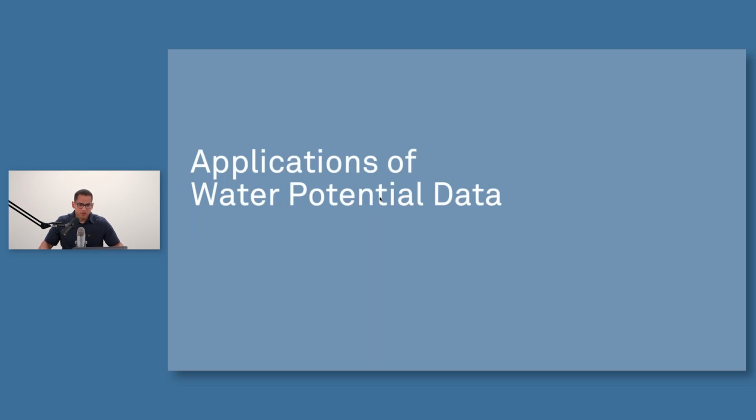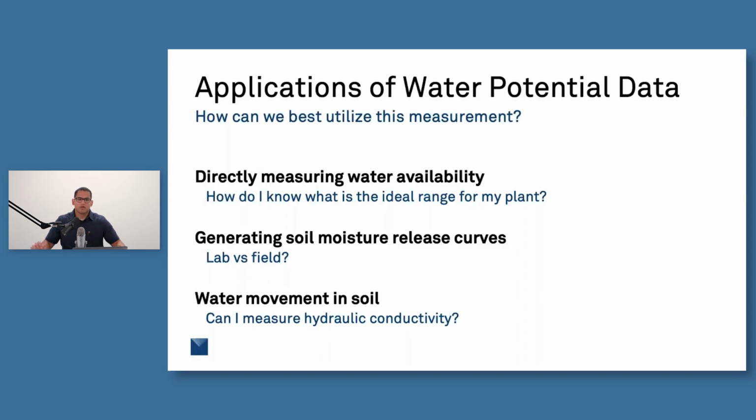So again, today our focus is talking about how to get the most out of that measurement. And I think one of the things that we wanted to focus on first is applications of water potential data. So when we're thinking about applications of water potential data and how we can best utilize this measurement, of course, the first thing that always comes to mind is that we can use water potential to directly measure the water availability and how the plant's going to feel and how likely the water is to move, things like that.